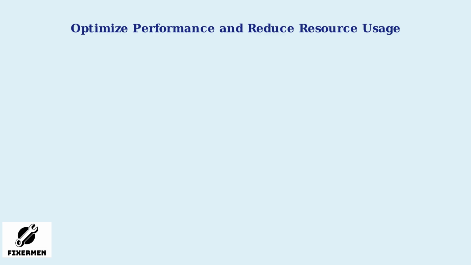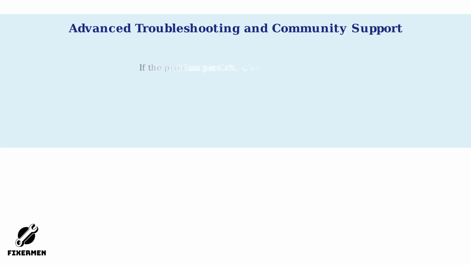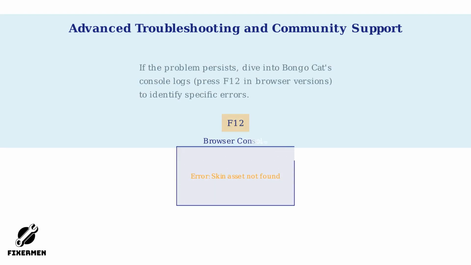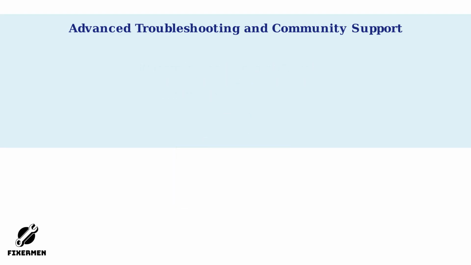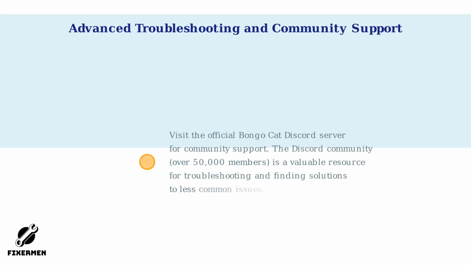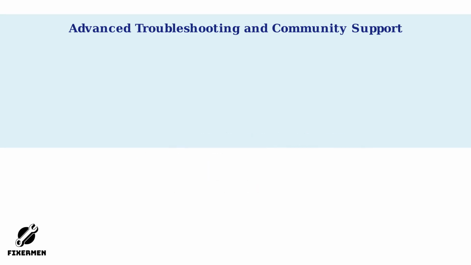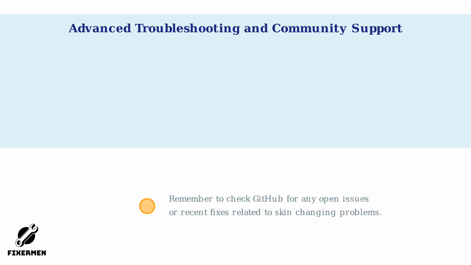and more responsive animations. If the problem persists after trying the basic fixes, dive into Bongo Cat's console logs by pressing F12 in browser versions to identify specific errors. Visit the official Bongo Cat Discord server for community support. The Discord community, with over 50,000 members, is a valuable resource for troubleshooting and finding solutions to less common issues. Remember to check GitHub for any open issues or recent fixes related to skin-changing problems.